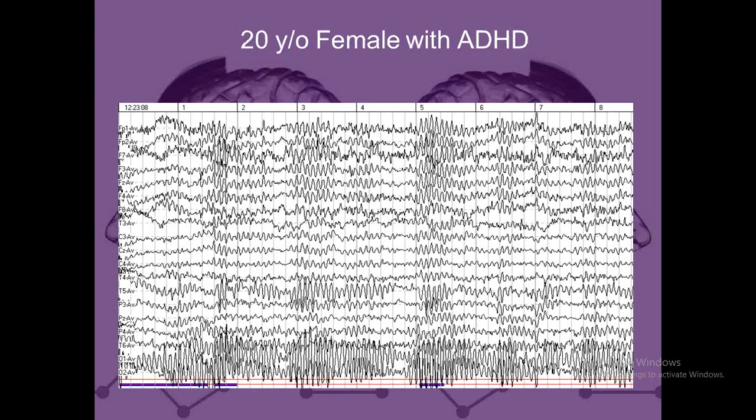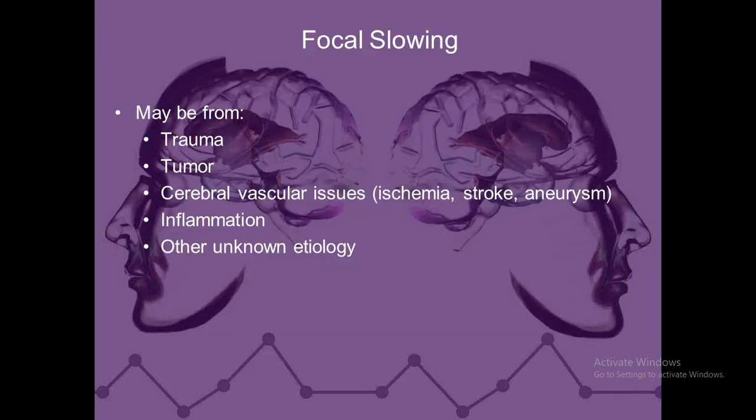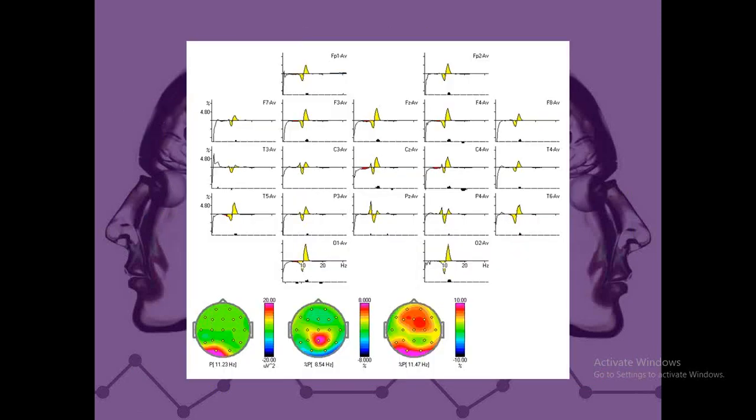And then here's a good picture of a 20-year-old female diagnosed with ADHD, but she actually has the anterior hypocoherent alpha. As you can see, excessive alpha in the frontal lobes when we look at the maps. And I don't have a picture of the actual coherence maps. I should have included those, my mistake.